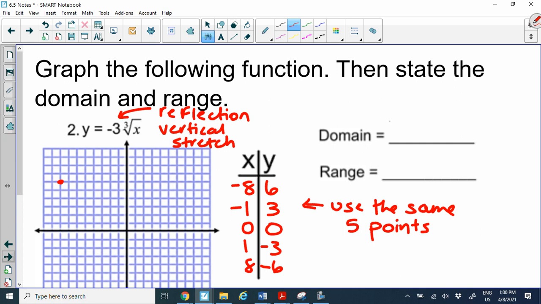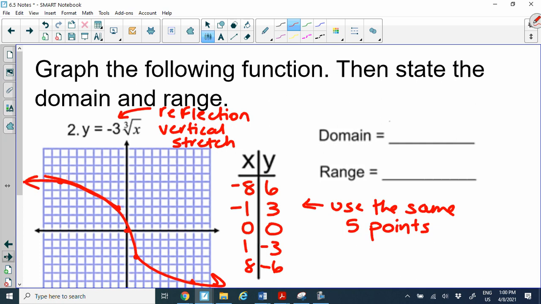Now notice because we have a vertical stretch, that means our graph is going to get what we call narrower. So it's going to go faster here. Then I go over to -1, up 1, 2, 3, then 0, 0. Now I just reverse everything. So 8, down 1, 2, 3, 4, 5, 6. There we go. So our graph's going to go like this.